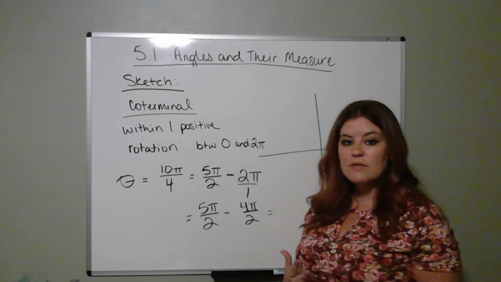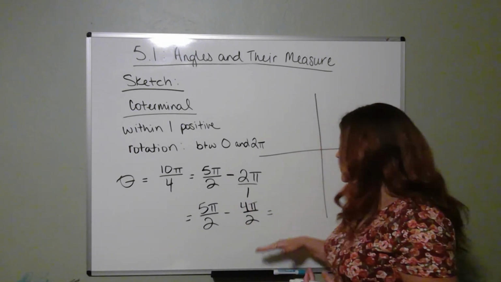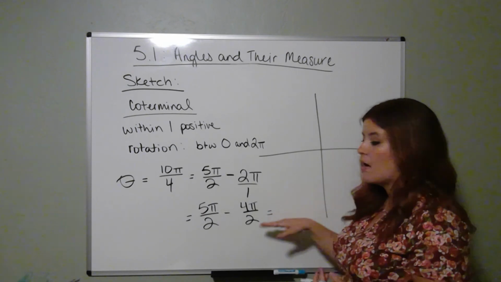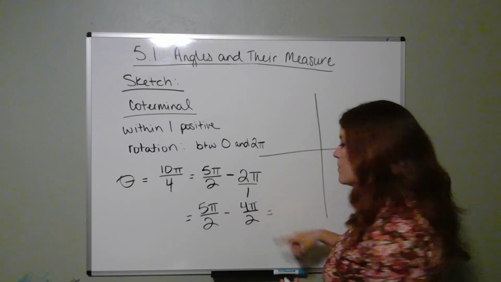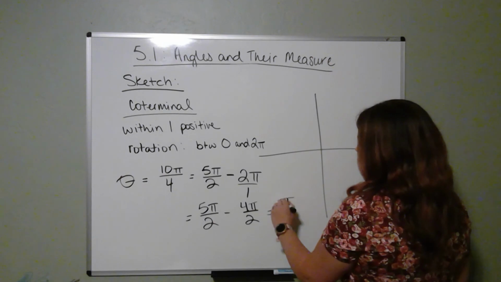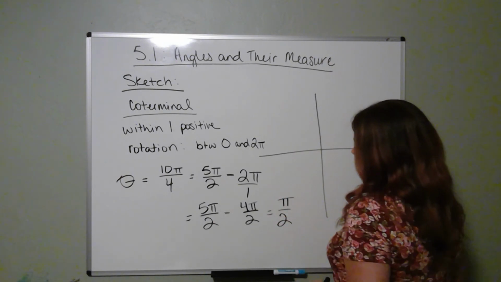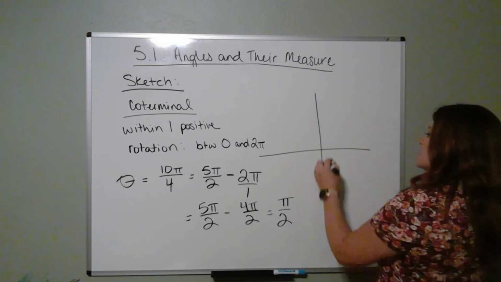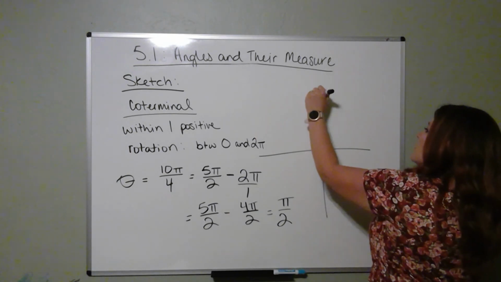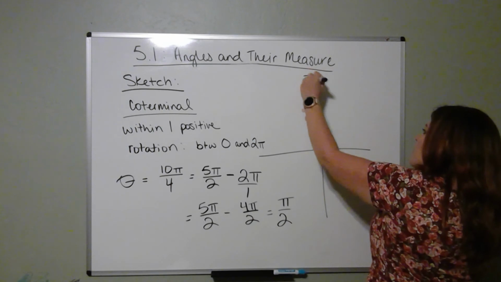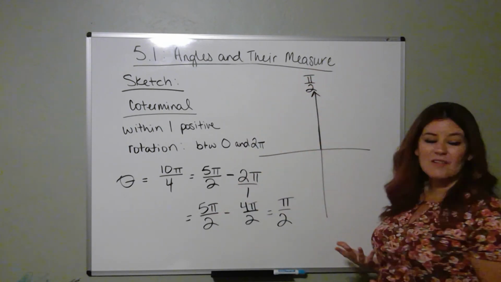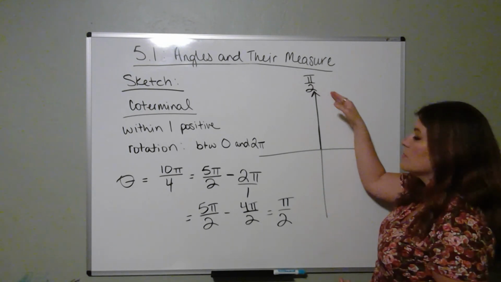When you're subtracting fractions with common denominators, remember the denominator stays the same. You subtract what's on top. So I have 5 pi minus 4 pi. That leaves us with 1 pi over 2. Pi over 2, that's familiar, right? It should be getting familiar. That's at 90. So you guys, that 5 pi over 2 or 10 pi over 4, it's coterminal with 90 degrees. It's coterminal with pi over 2.